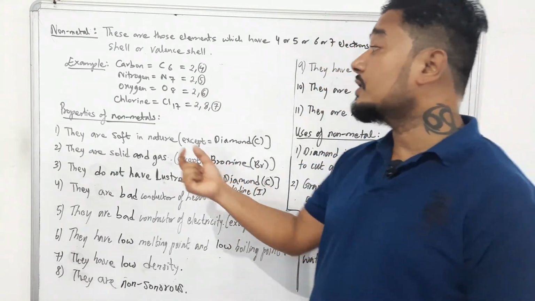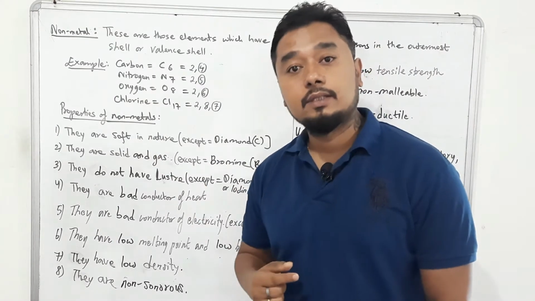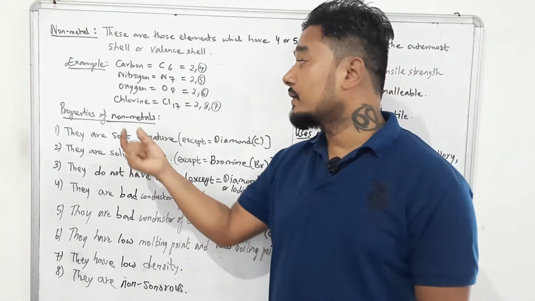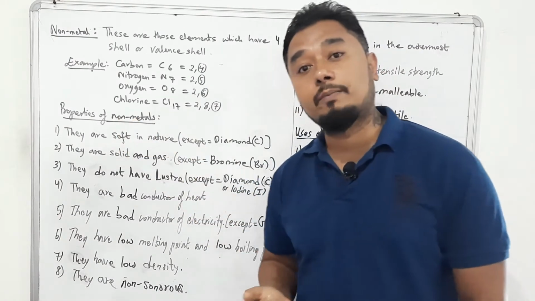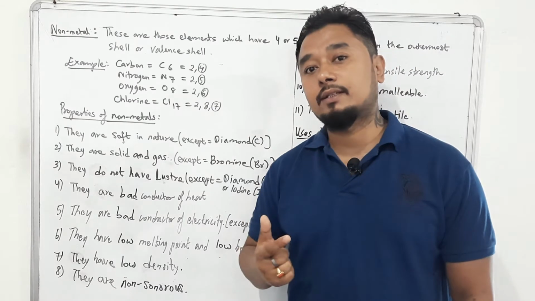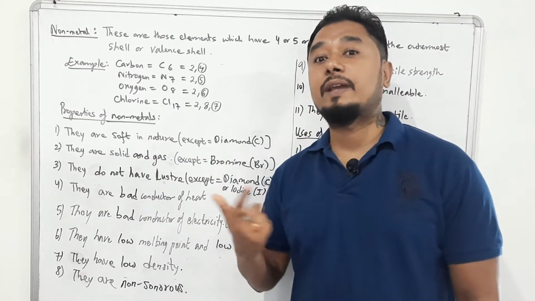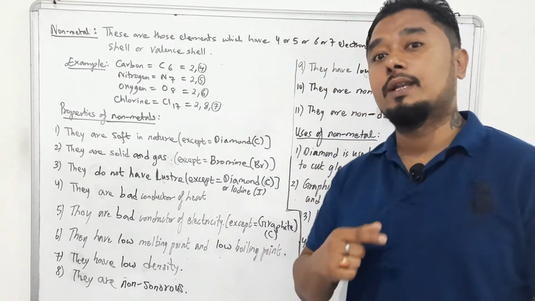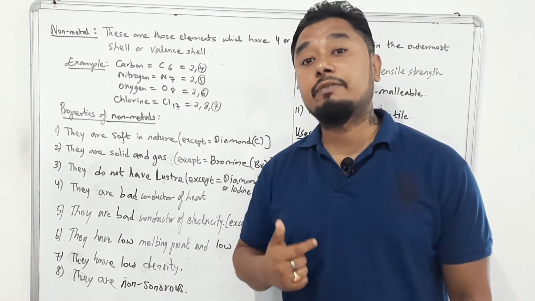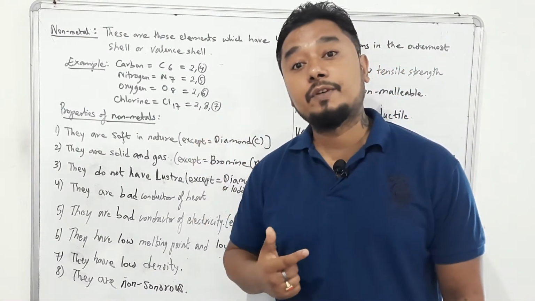Now we'll see the physical properties of non-metals. In my previous video we saw the physical properties of metals. Now we are going to see the physical properties of non-metals. Though we learned 11 physical properties of metals, some of you may have learned only 5 or 6. But I say to you, remember all 11, because in a higher class you have to learn more than that.